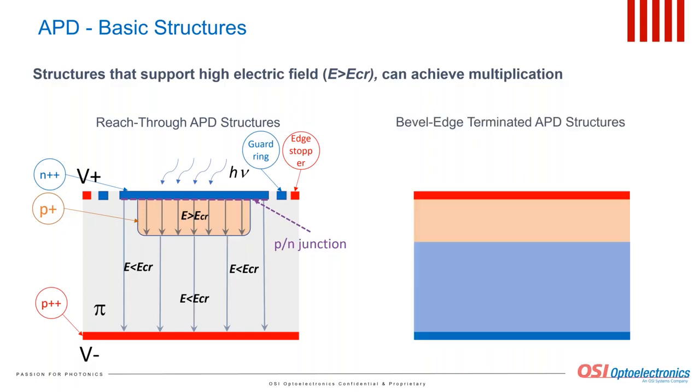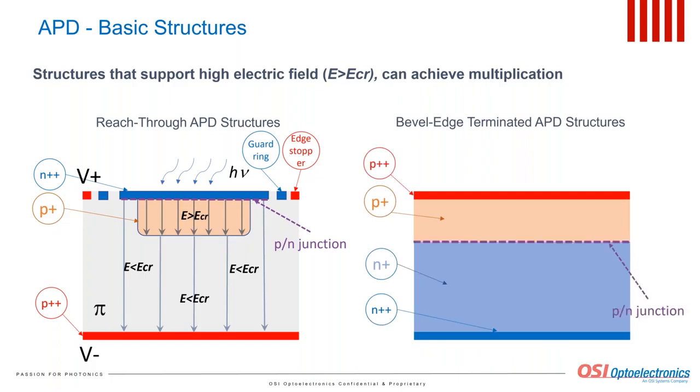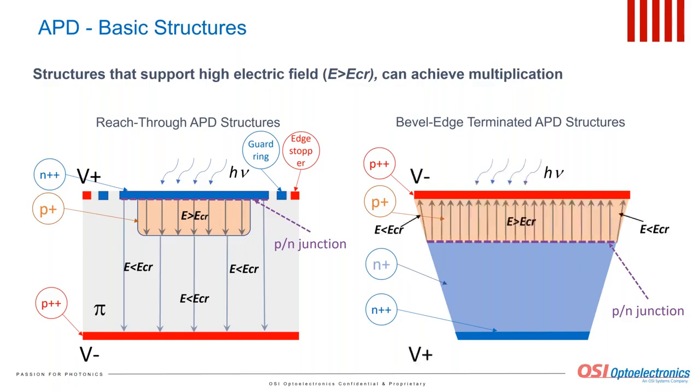Next, we'll discuss the so-called bevel edge terminated APD structures, in which the avalanche region P+ is a part of the epi structure. To support a high electric field, we can modify the die by beveling edges. Beveling allows us to distribute electric field lines in such a way that their density at the edges of the die is much lower than in the middle. It means that upon reverse biasing of the die, the electric field will reach its critical value in the middle portion of the die, but never at the edges.